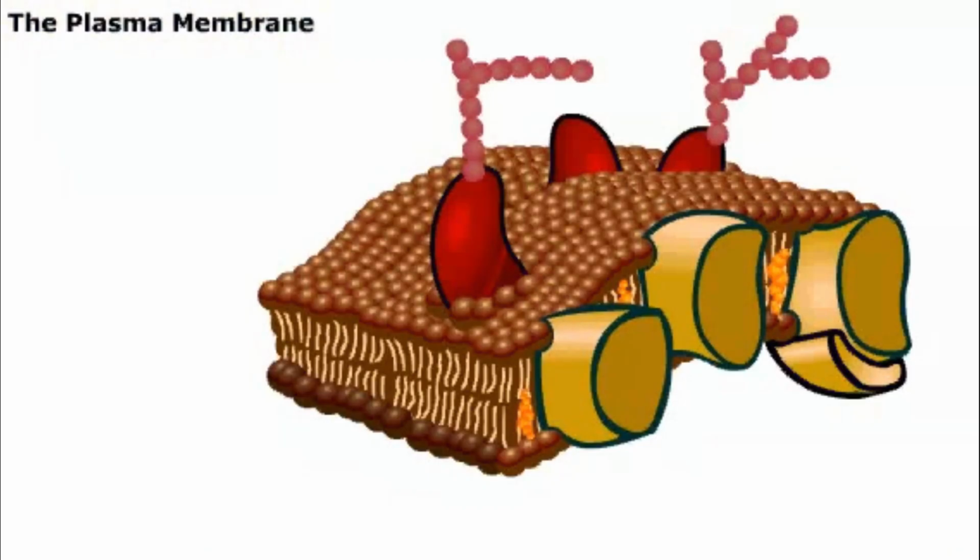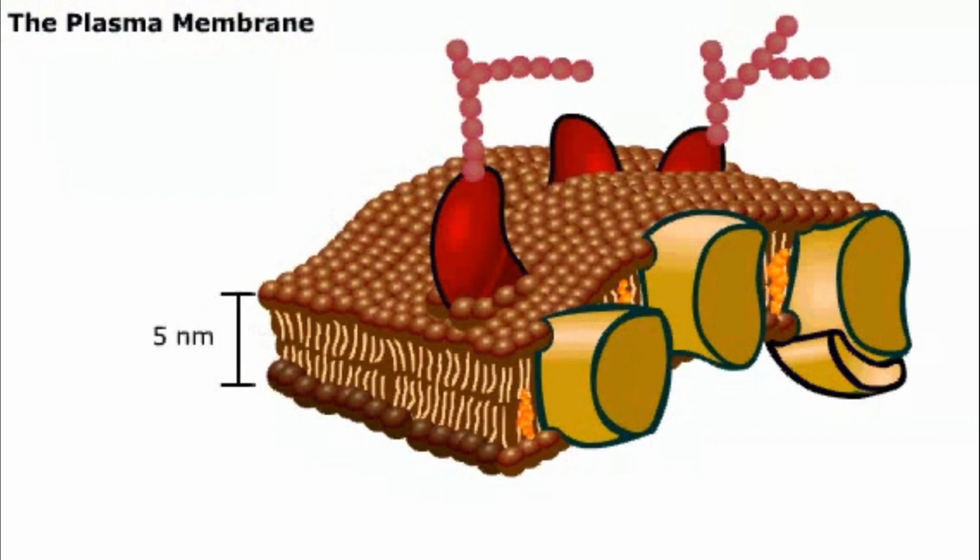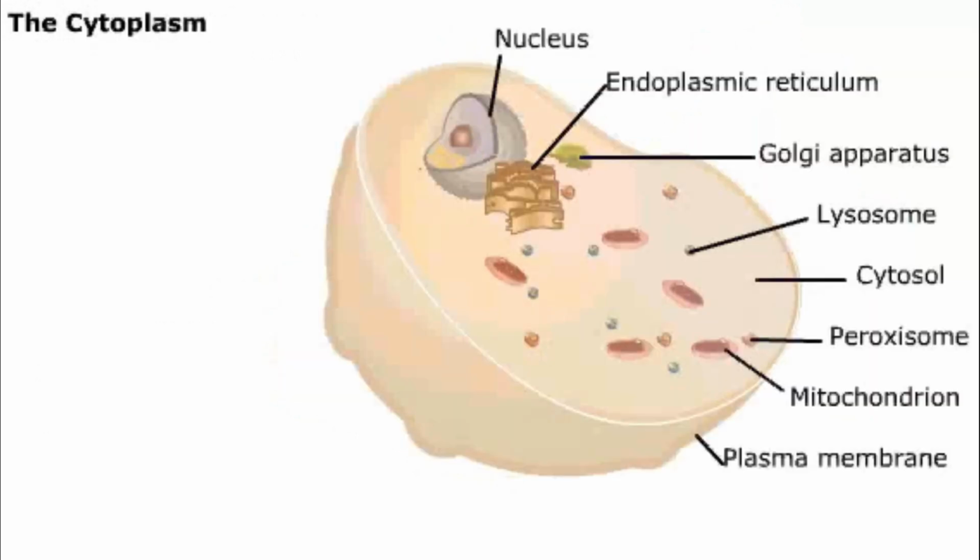The plasma membrane is a phospholipid bilayer, where the polar phosphate groups are on the outside and the fatty acid chains are on the inside. The membrane is about 5 nanometers thick. A nanometer is 10 to the negative 3 micrometers, so the membrane thickness is about 4,000 times smaller than the diameter of the cell. So what's in a cell?